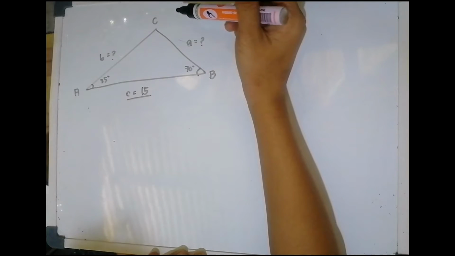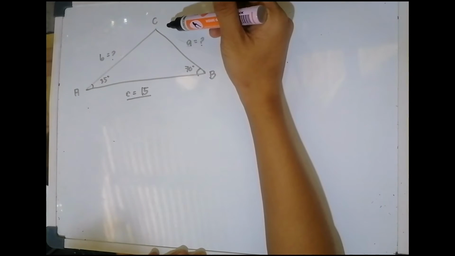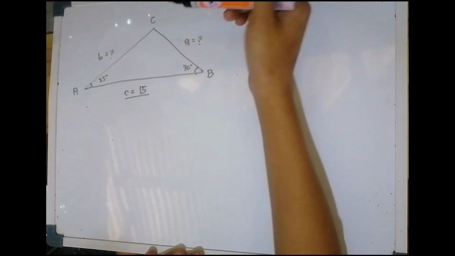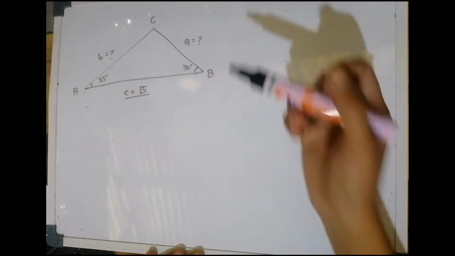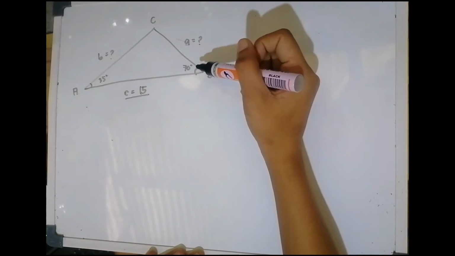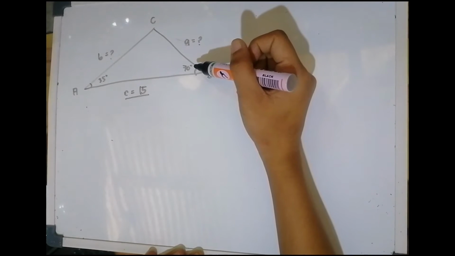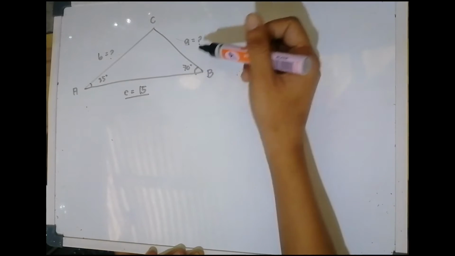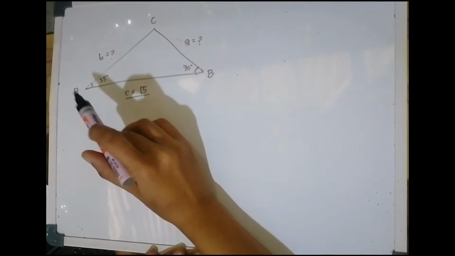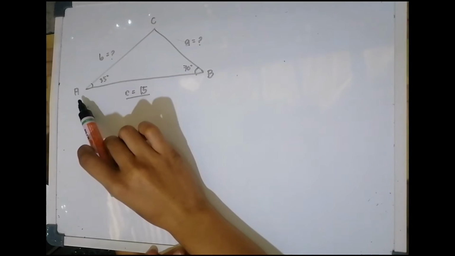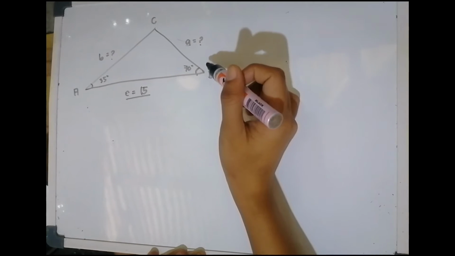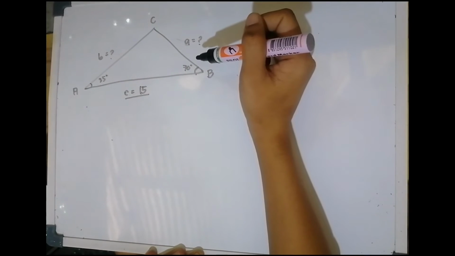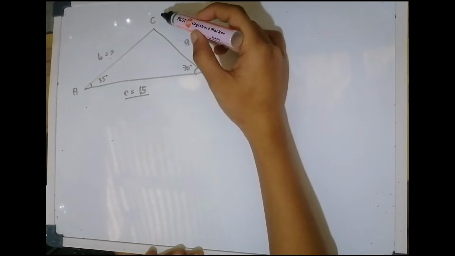To find the measure of angle C, we will just utilize our knowledge of the properties of a triangle. As we all know, the sum of the measures of all its angles equals 180 degrees. Since we already have the measures of angle A and angle B, we will add these two values, then subtract the sum from 180 degrees to find the measure of angle C.